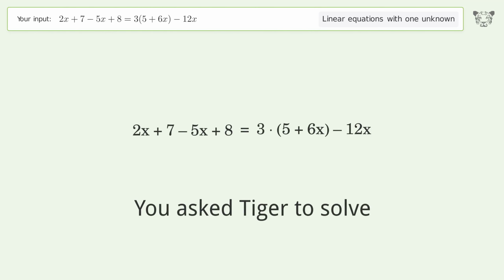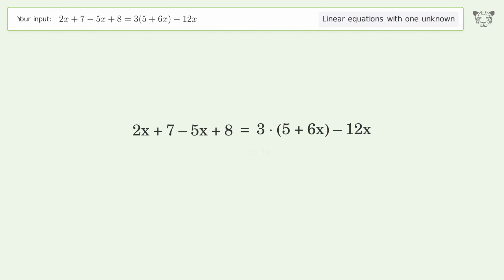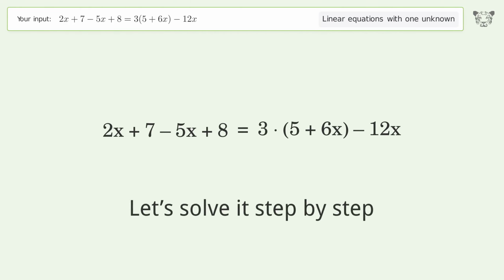You ask Tiger to solve. This deals with linear equations with one unknown. The final result is x equals 0. Let's solve it step by step.